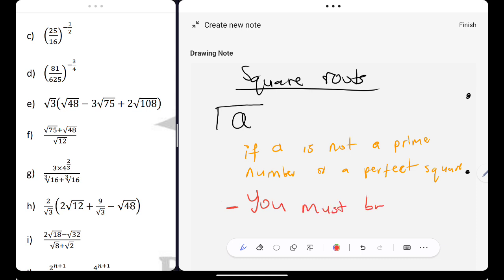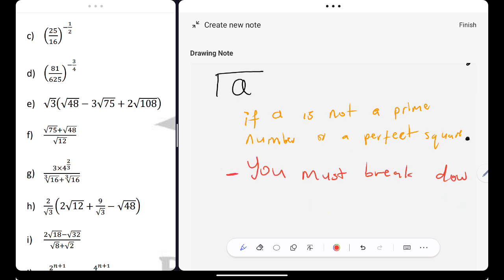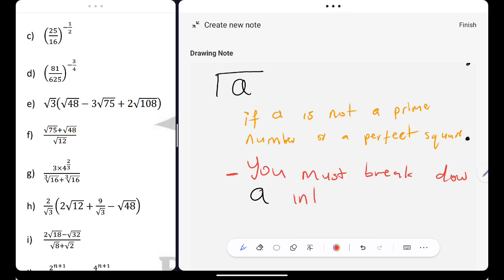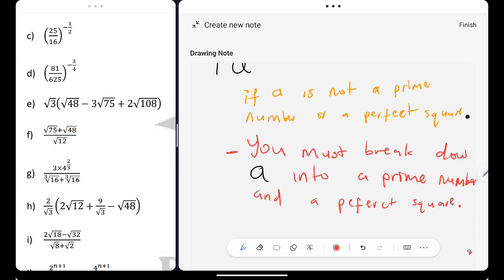you must break down this value of a into a prime number and a perfect square. Are we together? How so?